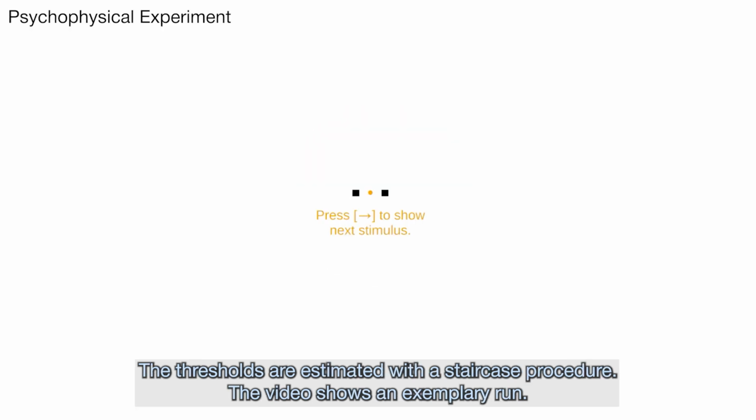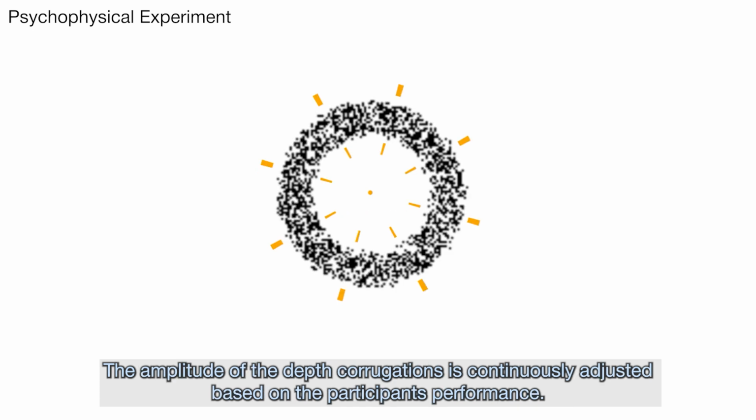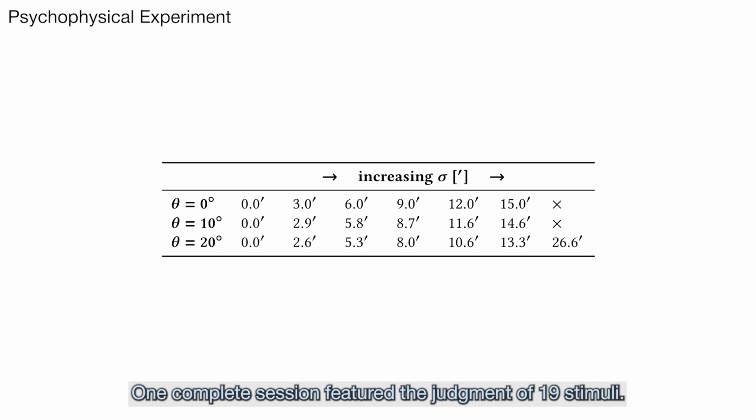The thresholds are estimated with a staircase procedure. The video shows an exemplary run. The amplitude of the depth corrugation is continuously adjusted based on the participant's performance. One complete session featured the judgment of 19 stimuli.